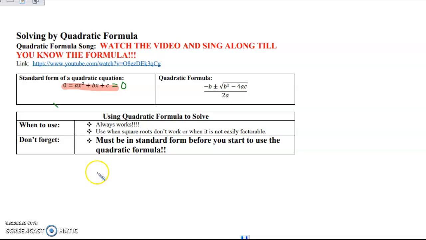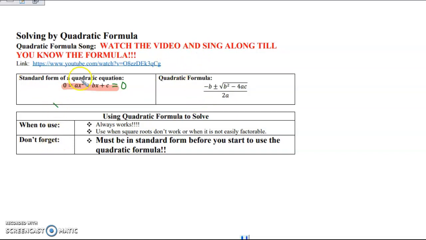Hello, today we're going to be solving quadratic equations using the quadratic formula. There's this cool video that you can watch and sing along with. It's to help you remember what the formula is because it is kind of a difficult one to memorize, and the song kind of helps out.